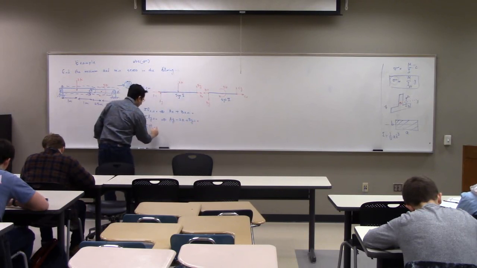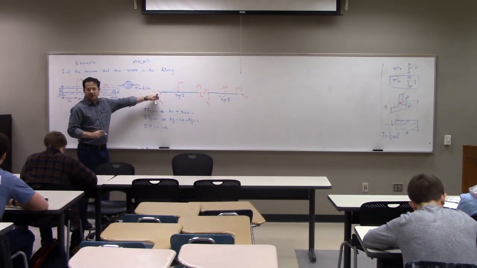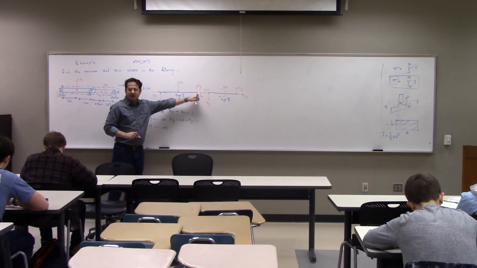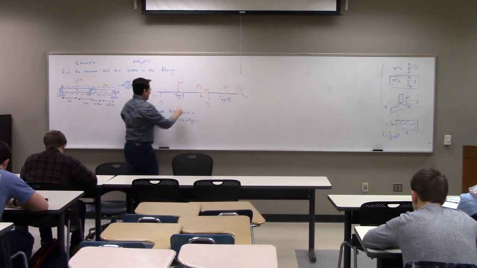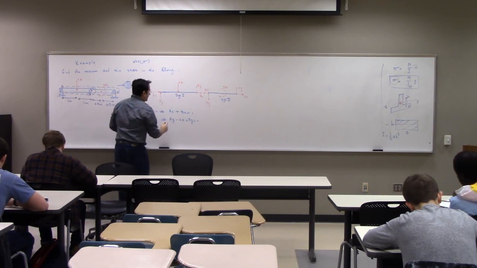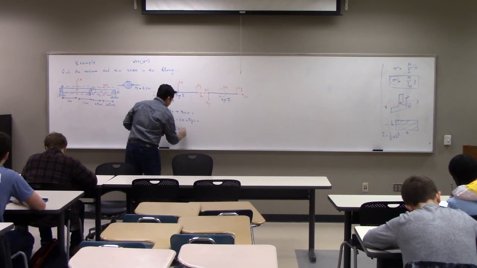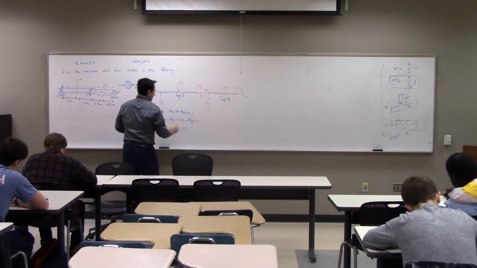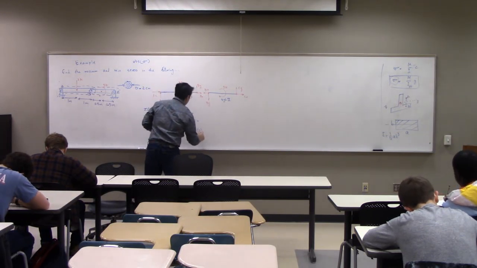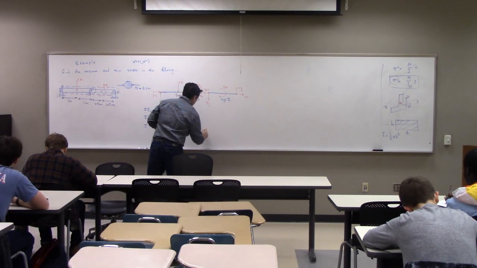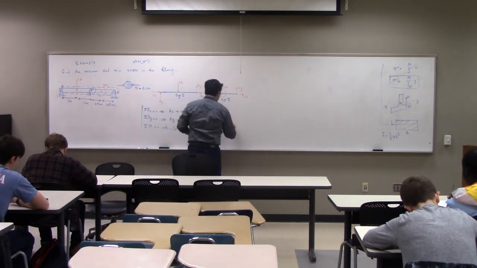Summation of moments at any point is equal to 0. What point should I consider? A. If you consider B, again you eliminate 2 unknowns, but you will lose the connection between 2 systems. So for A, you get 2K times 1 with a negative sign, plus BY times 2 with a positive sign is equal to 0. So these are equations for system 1.